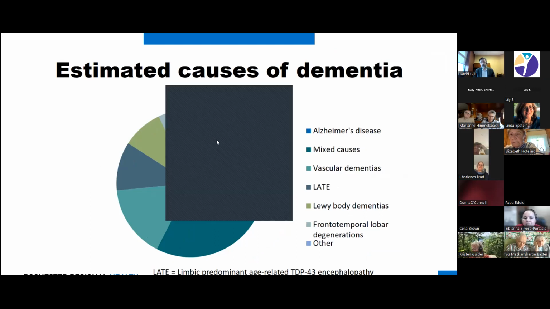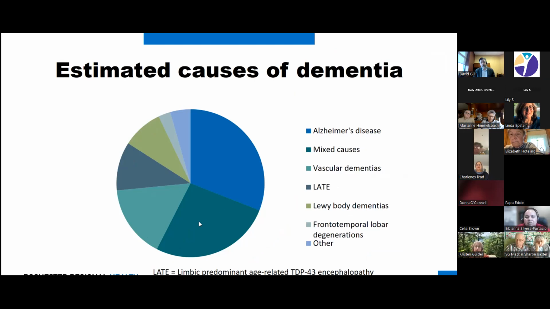So Alzheimer's disease is the blue, and Alzheimer's disease plus strokes and a few other things are the dark green. The next most common cause is the light green. That's the vascular dementias. This really is any blood vessel problem of the brain that injures it. It could be a big stroke, a lot of little strokes, even bleeding in the brain. And I'll talk about that later.